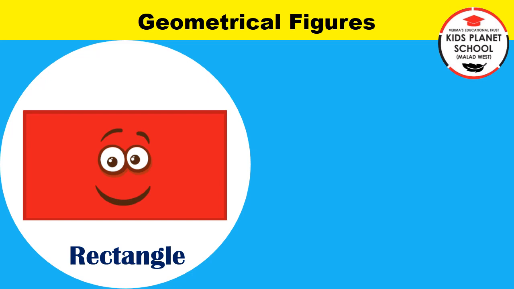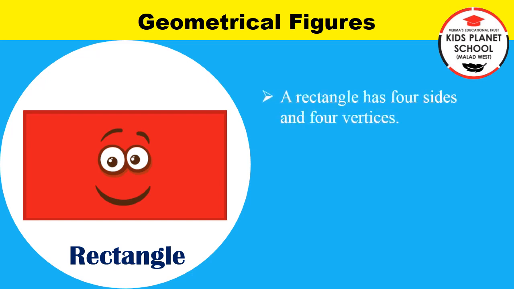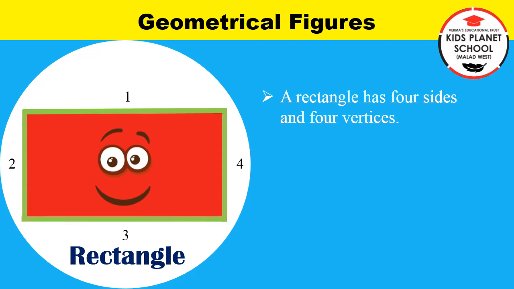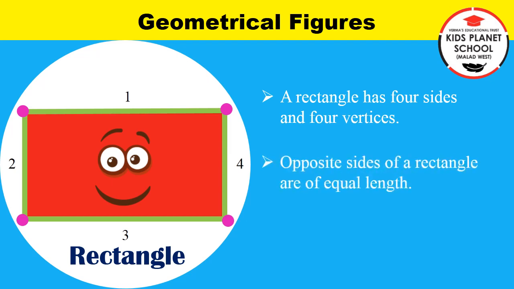This is a rectangle. Children, the first property of a rectangle is, a rectangle has 4 sides and 4 vertices. Children, this is the side of a rectangle. So, a rectangle has 4 sides: 1, 2, 3, 4. Also, it has 4 vertices: 1, 2, 3, 4.